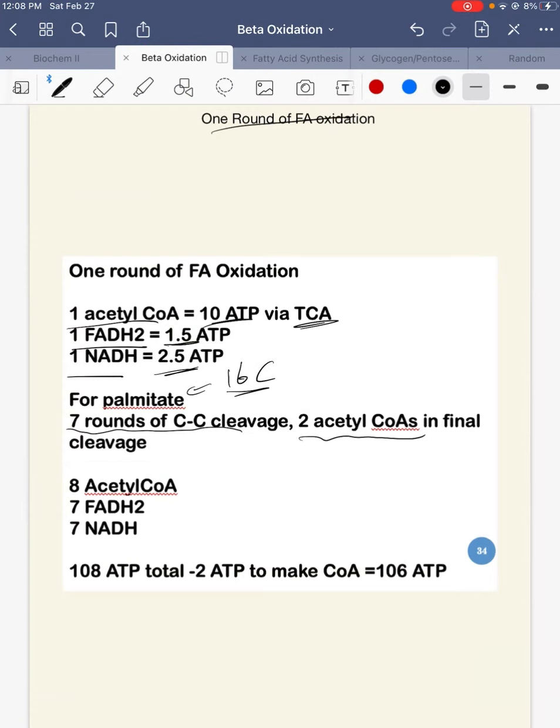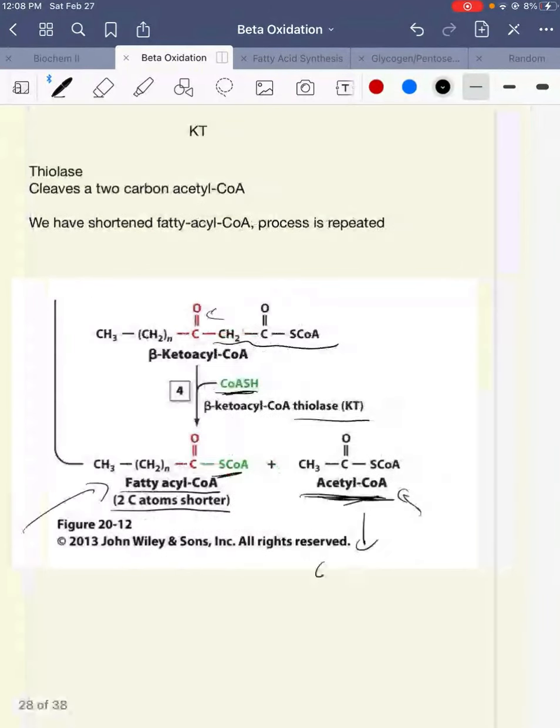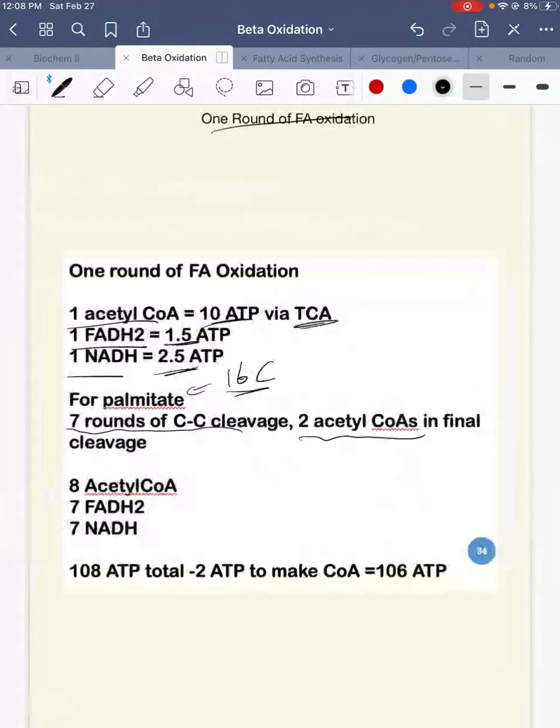Because when we cleave this, eventually it will end up becoming an acetyl-CoA. So on the final cleavage, we'll just get 2 acetyl-CoAs. So for palmitate, we actually make 8 acetyl-CoAs, right? It's a 16 carbon molecule. Acetyl-CoA is a 2 carbon. So we'll end up with a 16 carbon. The math checks out. So we'll finish with 8 acetyl-CoAs, 7 FADH2s.